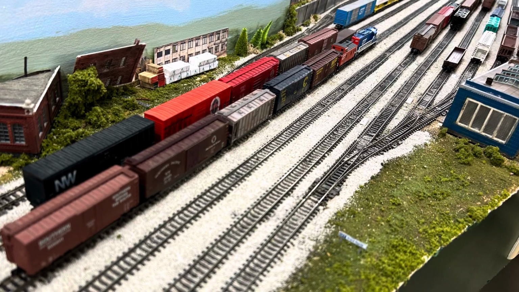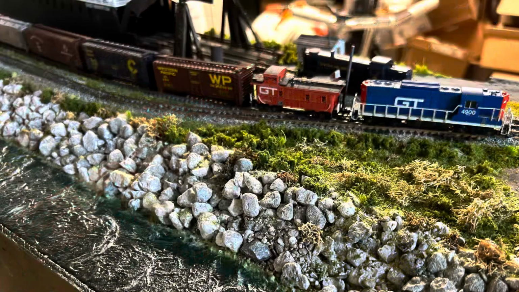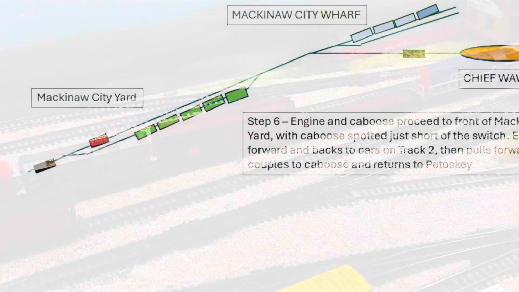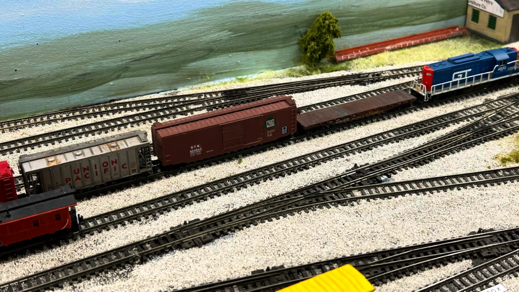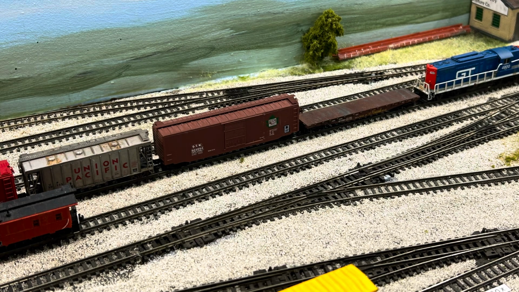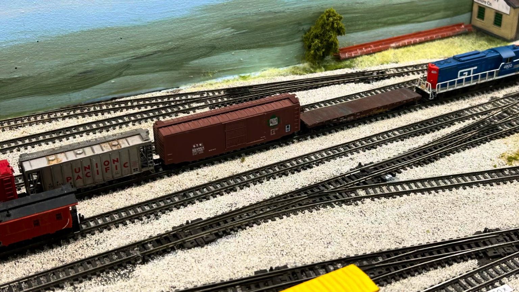The brakeman will uncouple the cars from the caboose, then the train will head back to the Mackinac City Yard. Once in the yard, the engine and caboose will travel down the empty siding till near the end, drop the caboose. The engine will then pick up the recently dropped cars, pull through the switch, back to coupling the caboose. Once the brakes are released, the train will head back to Petoskey Yard.